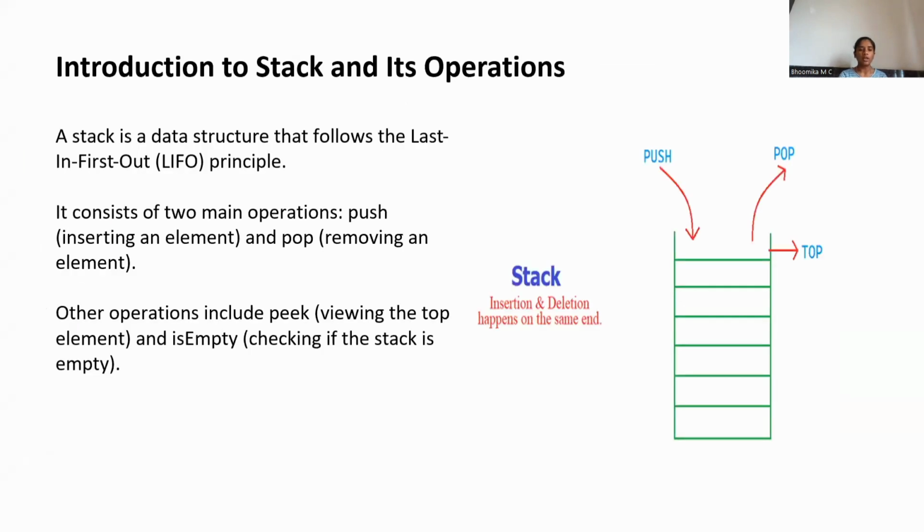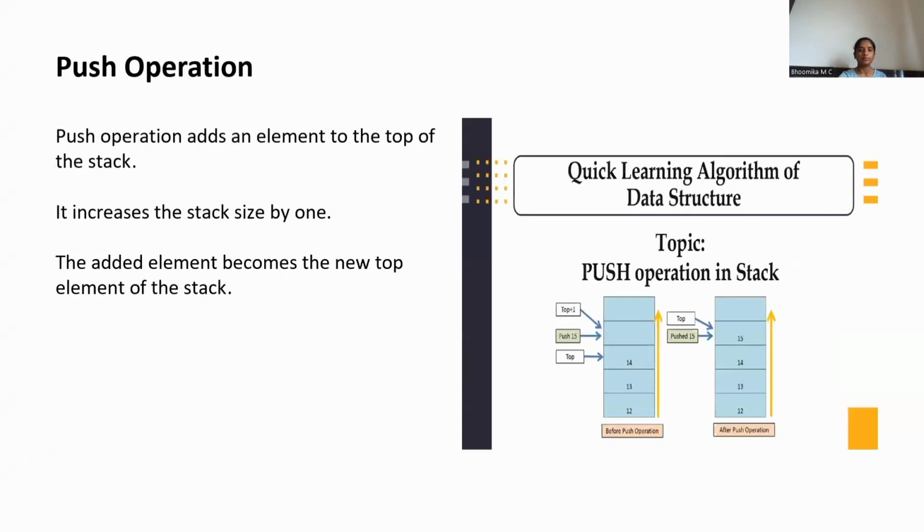Introduction to stack and its operations. A stack is a data structure that follows the last in, first out principle. It consists of two main operations: push, inserting an element, and pop, removing an element. Other operations include peek, viewing the top element, and is empty, checking if the stack is empty.